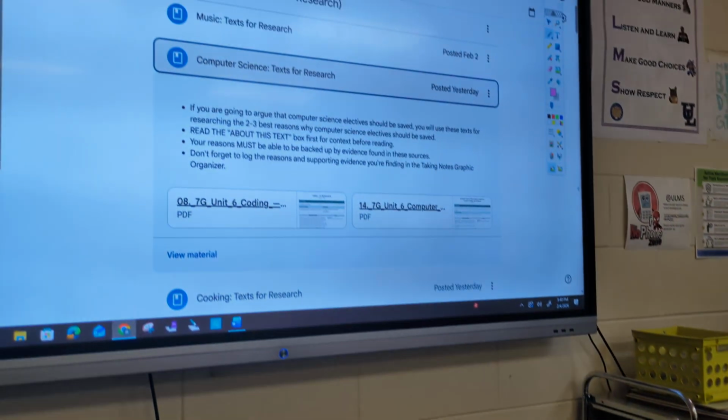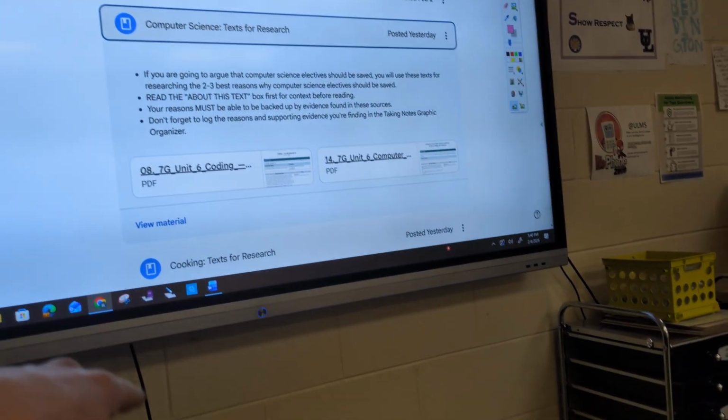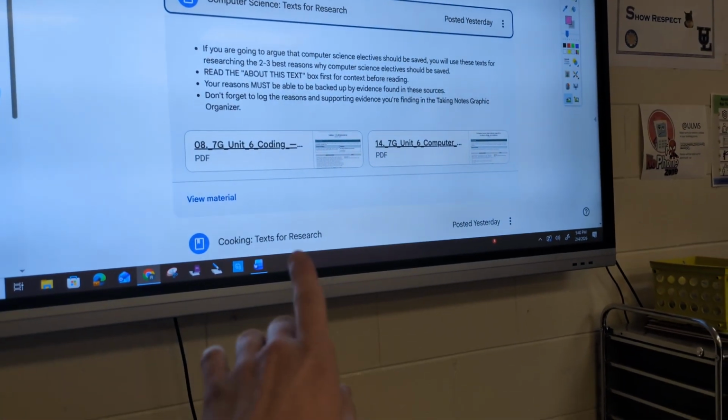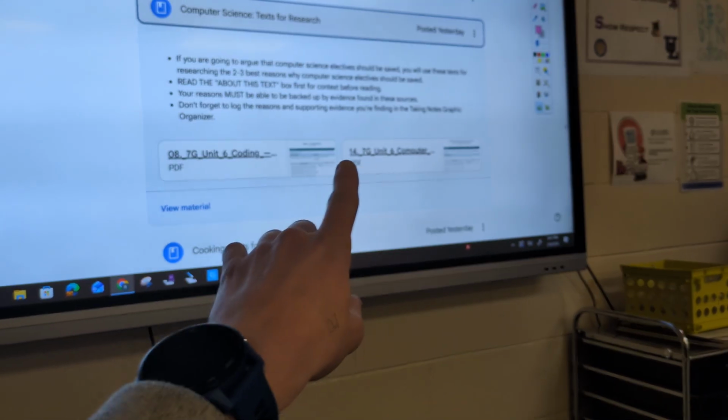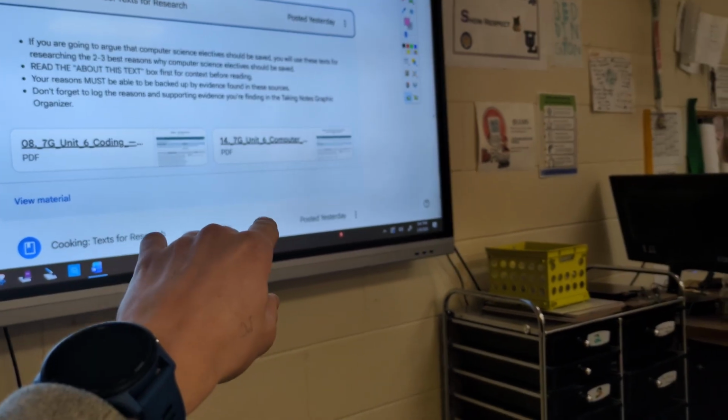If you look through it, no matter if they pick computer science, music, or cooking, the 2 texts that they would use for research, in this case for the computer science one, is coding, and the other titles something to do with computer science. All right, there's a place for every text to take notes with. This is the one that goes with computer science.